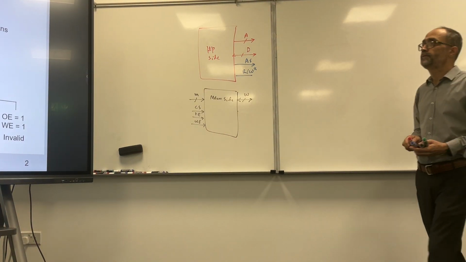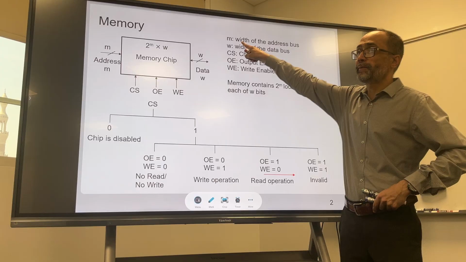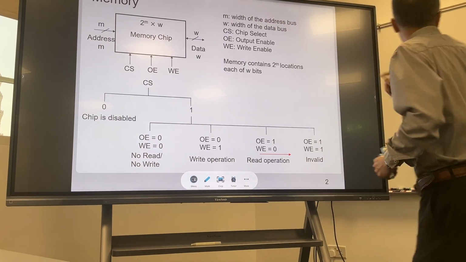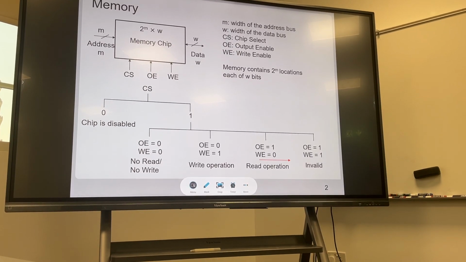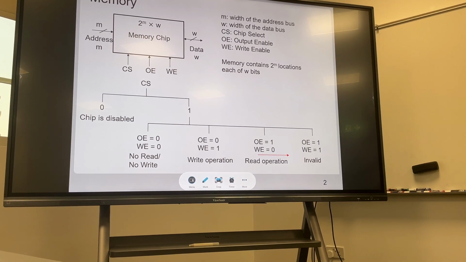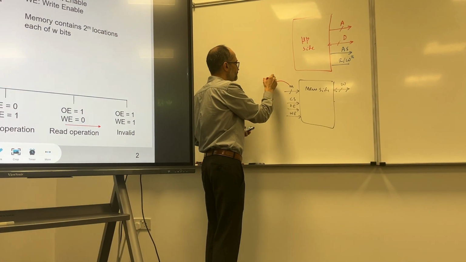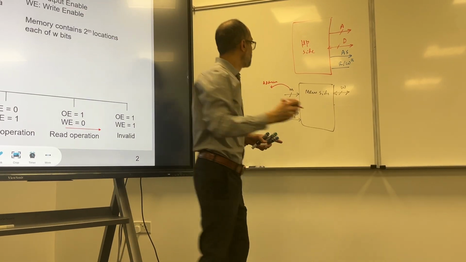If you look here, you have something M. What is M? M is the width of the address bus. So this is my address bus, and this is the width of the address bus. W, what is W? The data bus.